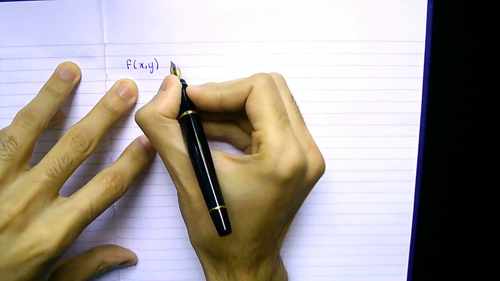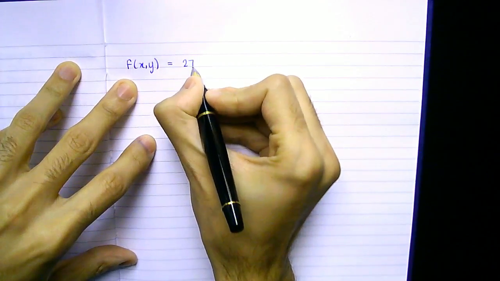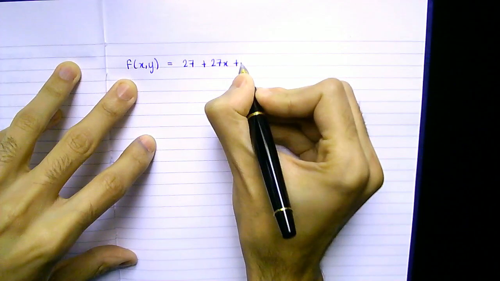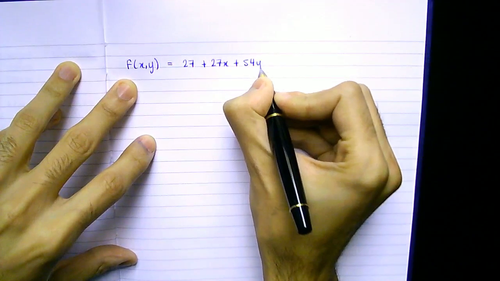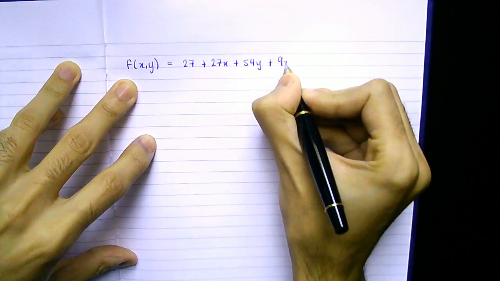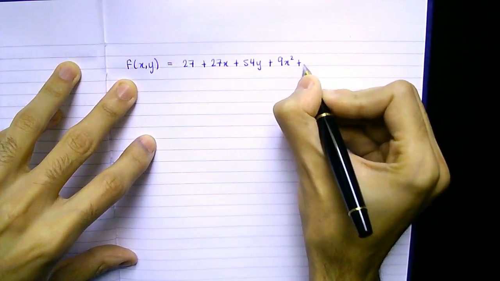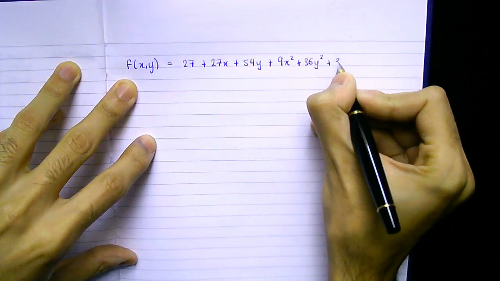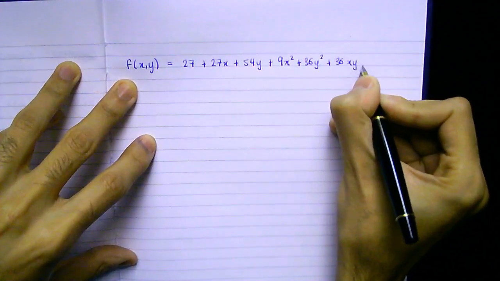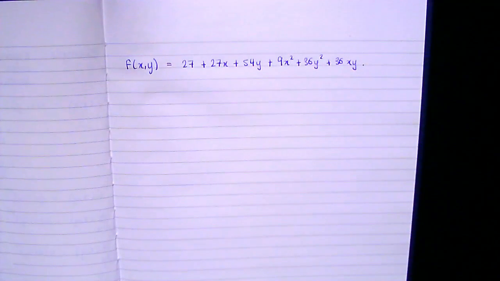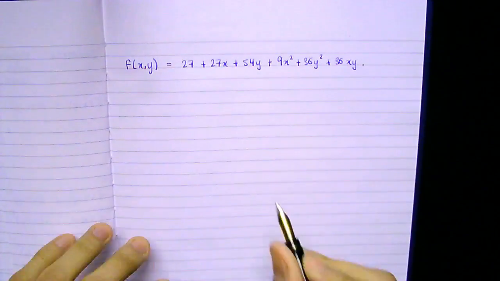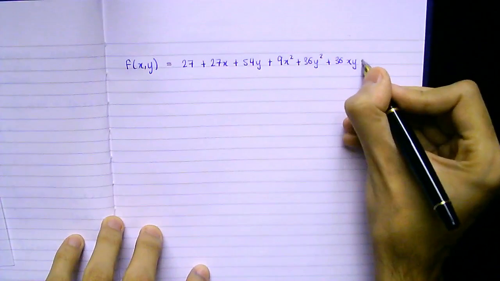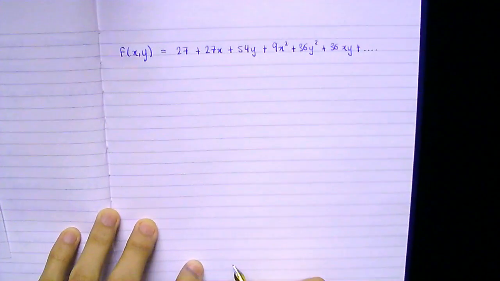f of xy equals 27 plus 27x plus 54y plus 9x squared plus 36y squared plus 36xy. Okay, that's it. So that is the Taylor series up to quadratic terms for that particular function. So there are higher order terms.